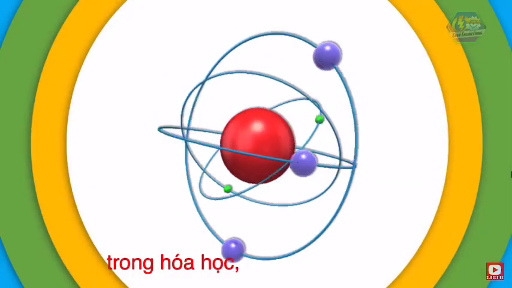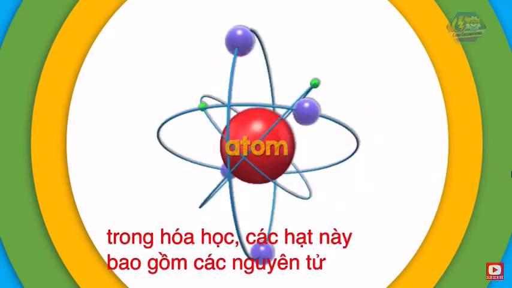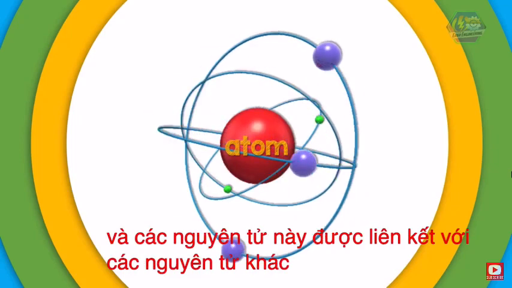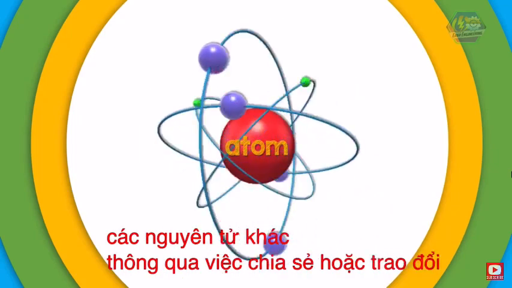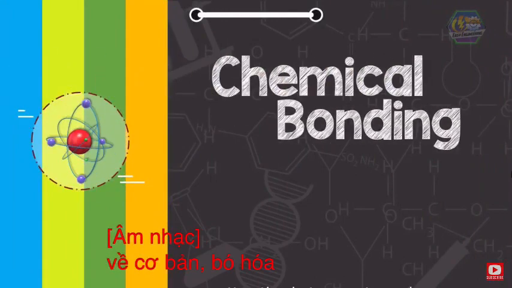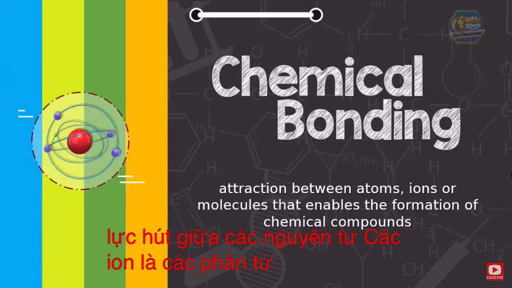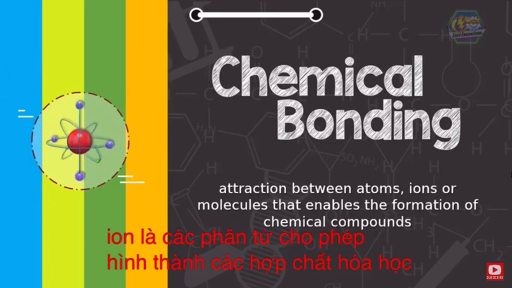In chemistry, these particles are composed of atoms, and these atoms are bonded with other atoms through sharing or exchanging of electrons. Basically, chemical bonding is the attraction between atoms. Ions are particles that enable the formation of chemical compounds.